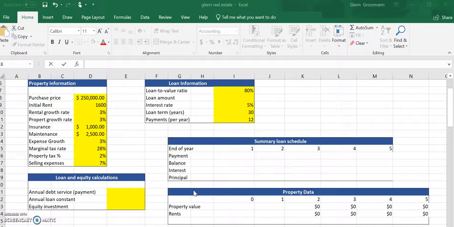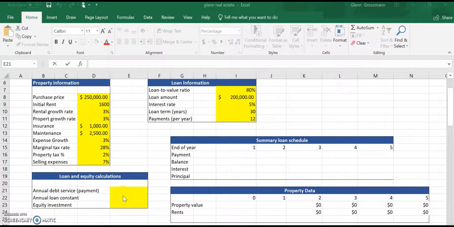Okay, so we're going to get our loan amount first, and the way you do that is we're going to take our loan to value ratio times our purchase price. So equals loan to value ratio times purchase price, 250,000. This is 200,000.